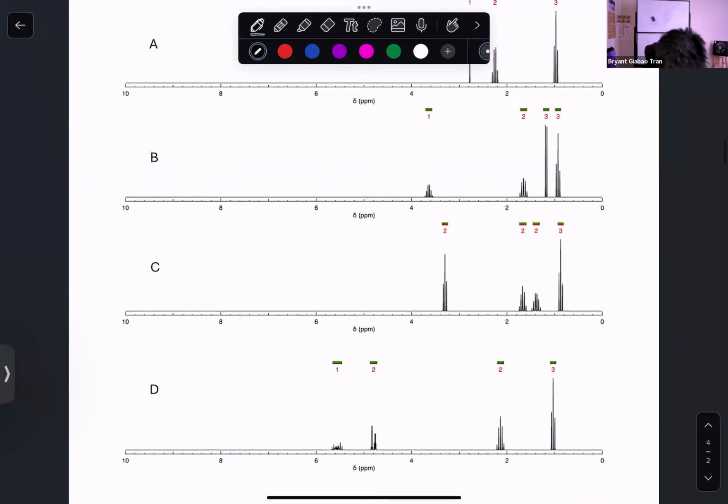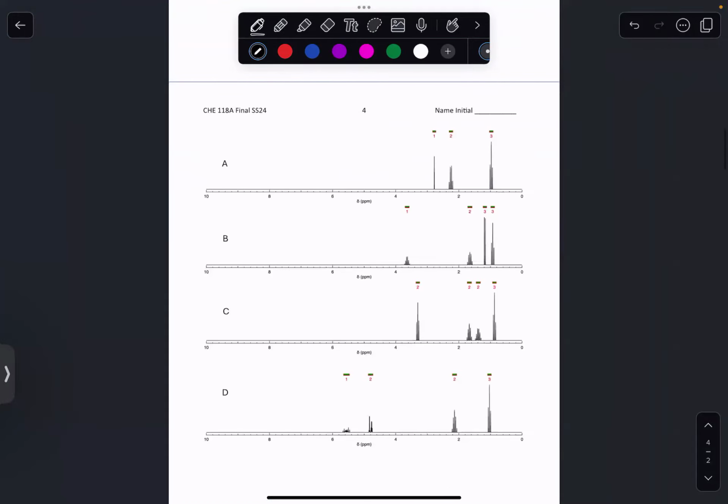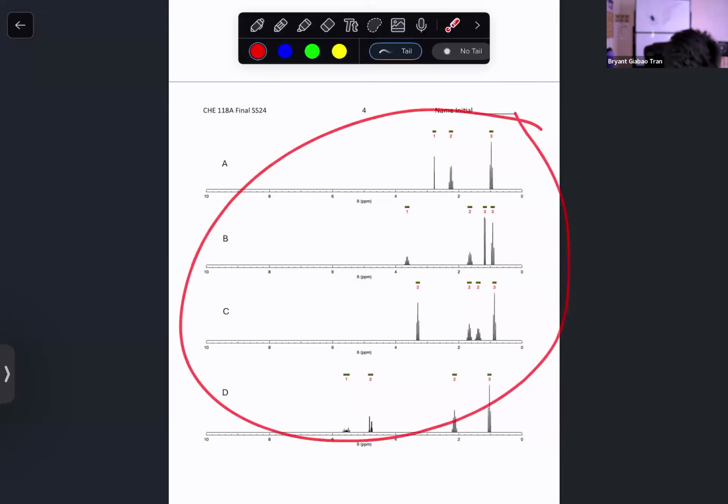Oh, identify the molecule. Okay. So let's work on IR. We don't really do that. Oh, he said you don't have to worry about this for the final. This one here.